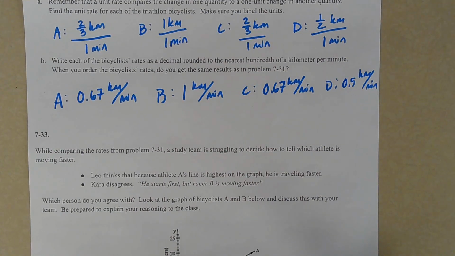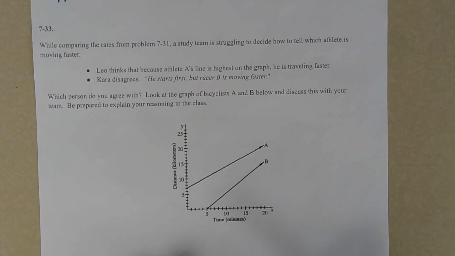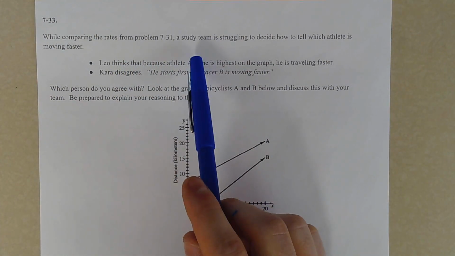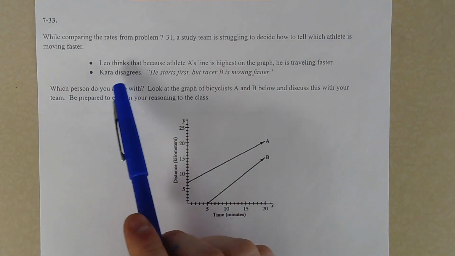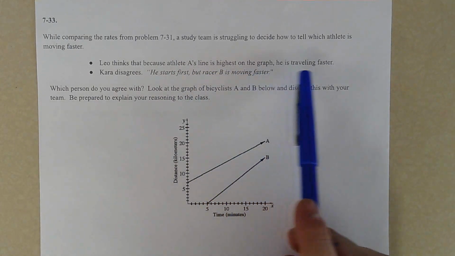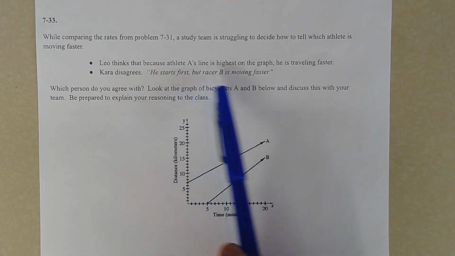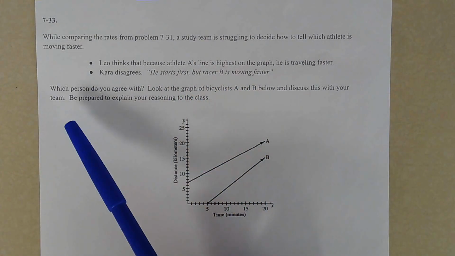Make a pause if you need to, but we're moving on to 733. While comparing the race from problem 731, a study team is struggling to decide how to tell which athlete is moving faster. Leo thinks that because athlete A's line is highest on the graph, he is traveling faster. Kara disagrees. He starts first, but racer B is clearly moving faster. Which person do you agree with?